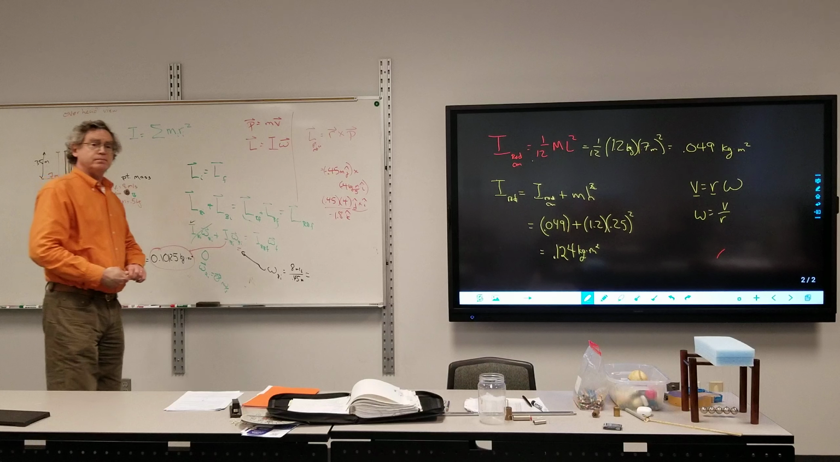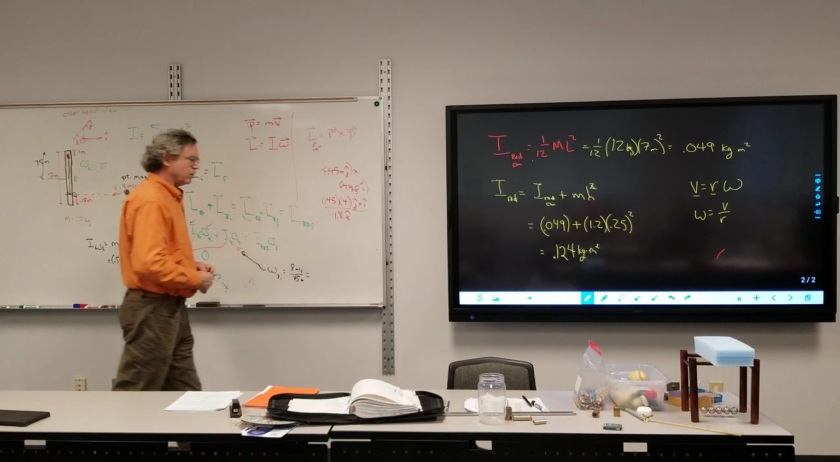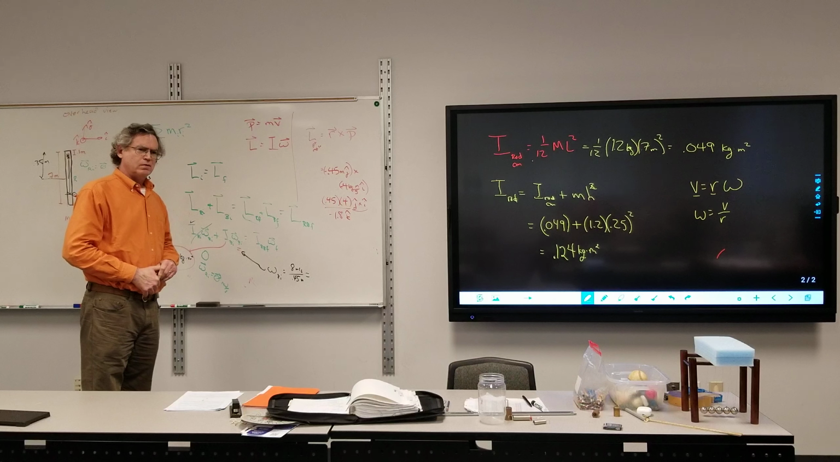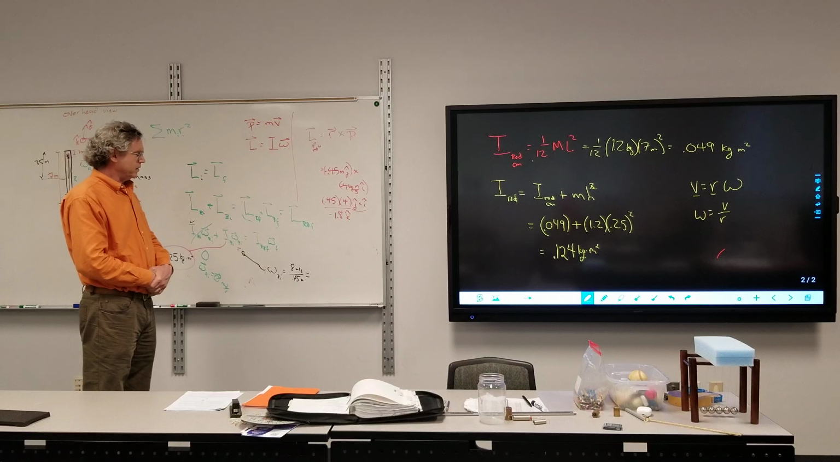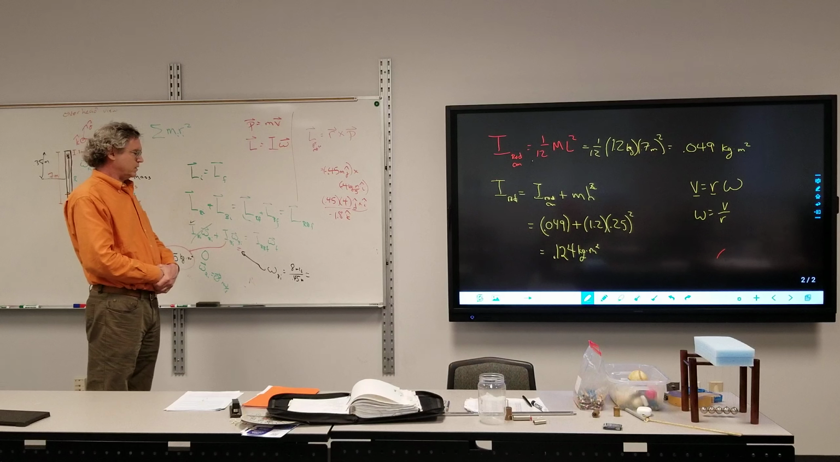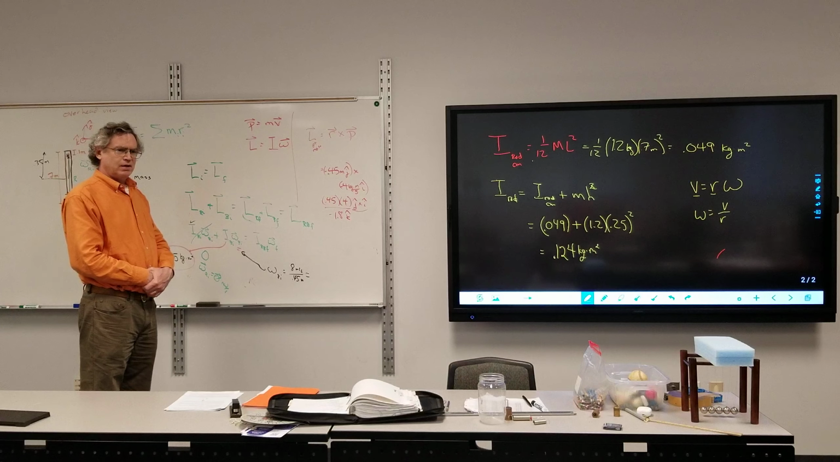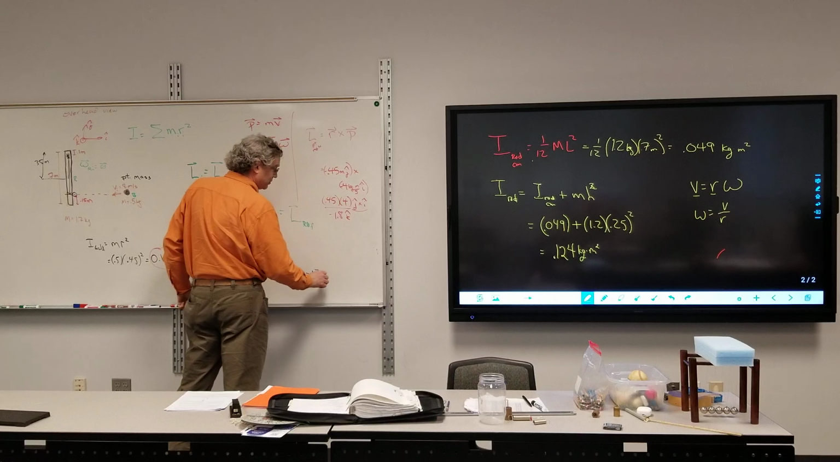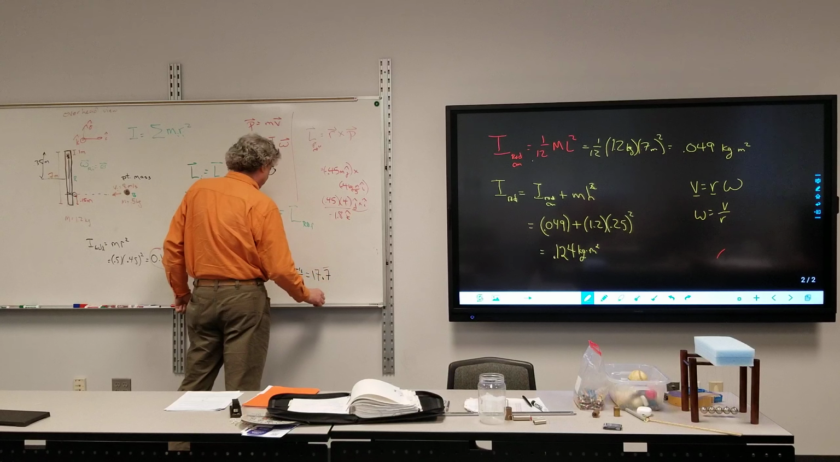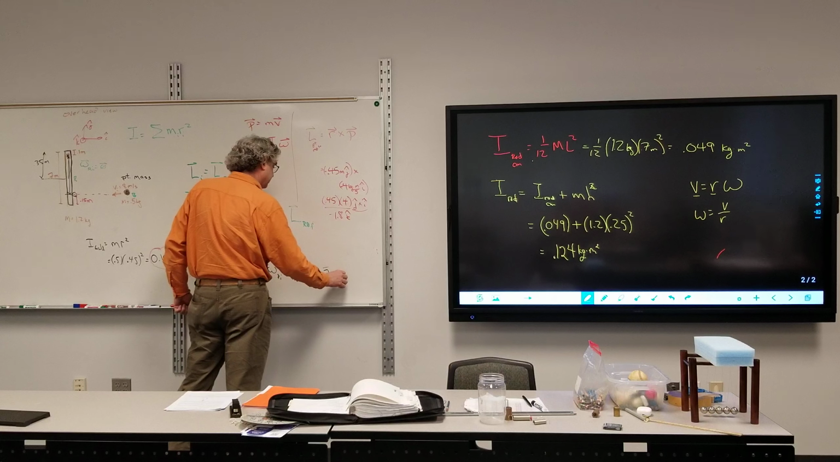Say it again? 3.6 should be. 3.6? Or 36? Wait. No, that doesn't seem right either. It should be something a little more than 16, I would think. Oh, yeah, I multiplied it. Okay, 17.7 repeating. 17.7, 7 repeating. That would be radians per second.